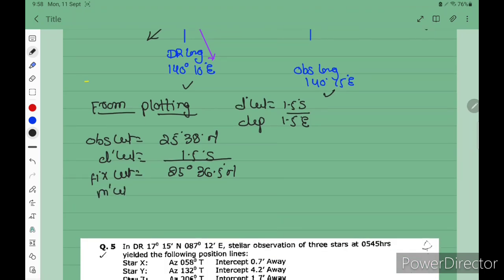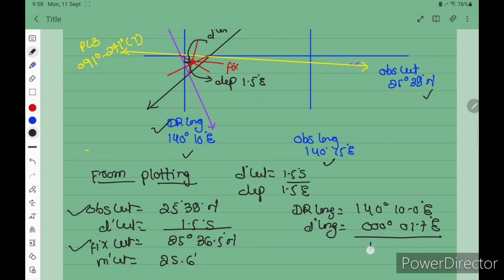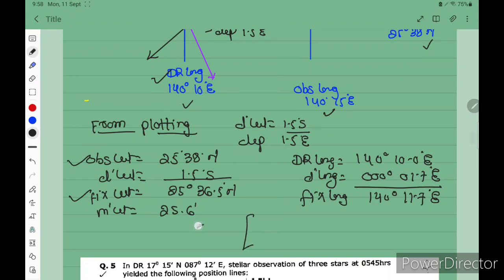Now we have to calculate mean latitude, so both, this observed latitude and fixed latitude, are same name, so add and divide by 2, so we get 25.6. Okay, and the fix, so we have to use DR long. So DR long is 140 degree 10.0 minute east. We have departure, we have mean latitude, so we can calculate d long. So d long we get 00 degree 01.7 east, so it is east, so it is more than, so 140 degree 11.7 east is our fixed longitude. So our fix we get latitude longitude 25 degree 36.5 north and 140 degree 11.7 east. So this is the way we have to solve if it is more than 180 degree. If it's less than, now we have to solve which one is less than 180 degree.